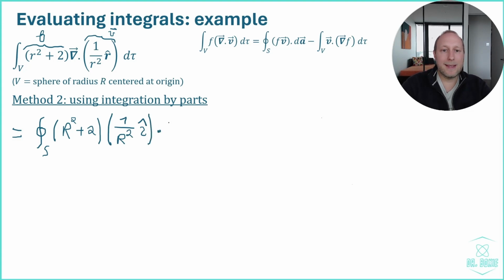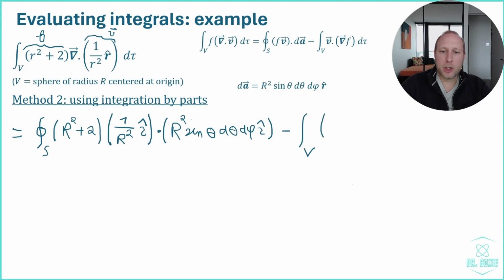dotted with dA. And we are on the surface of a sphere, and we saw earlier already today that dA on the surface of a sphere is given by this expression. So we get r squared sine theta d theta d phi r hat. So this is the first term in the integration by parts formula, minus the volume integral of v itself, which is 1 over r squared times r hat, dotted with the gradient of f.